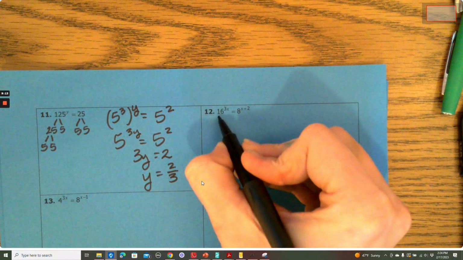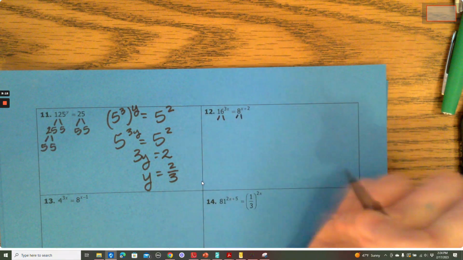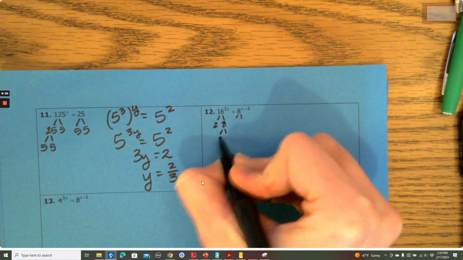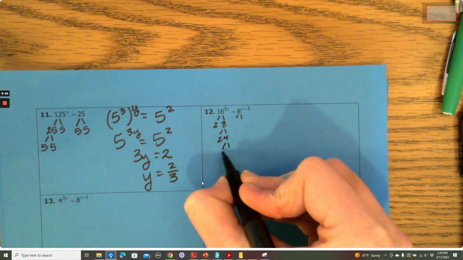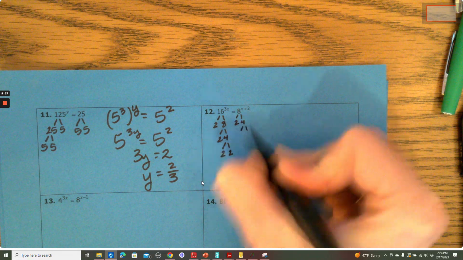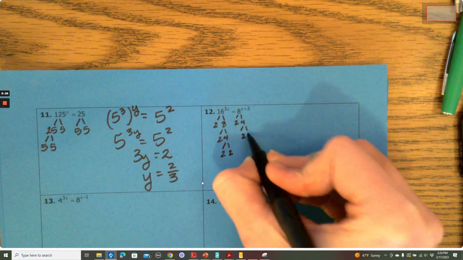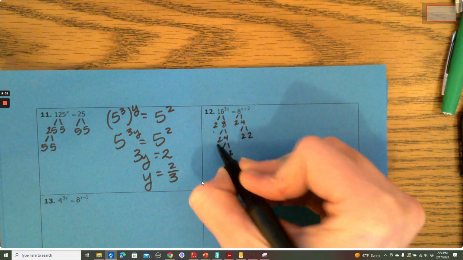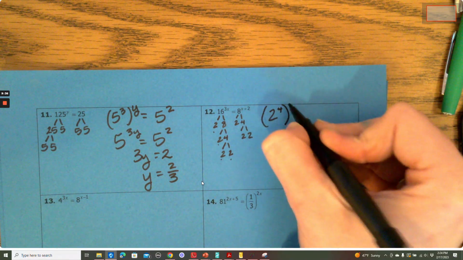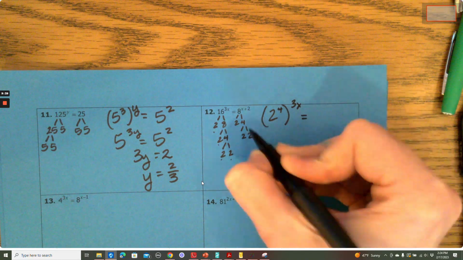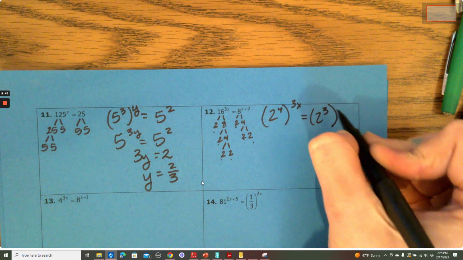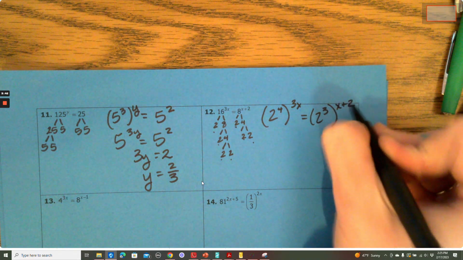So 16, and what I look at, they're both even, so I know 2 is going to go into them. So 16 is 2 times 8, and then 8 is 2 times 4, and then 4 is 2 times 2. So 16 is 2 to the 4th, and then to the 3x. And then 8, I've got 3 of them, so that's 2 to the 3rd to the x plus 2.